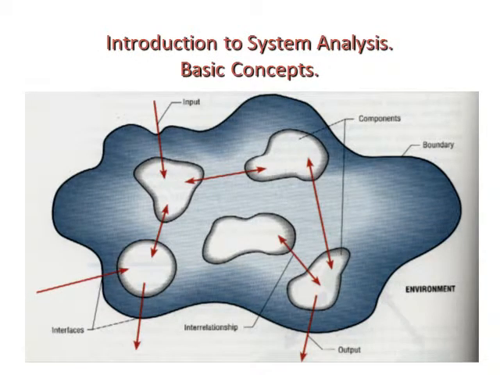When we look at a system at a very high level, we can see that a system is made up of components, and these components are within a boundary that we define. This boundary interfaces with the environment. There are interrelationships between the components in this system. There are inputs into the system, which may impact one or more components as a result of interfacing with the environment, and there are outputs.